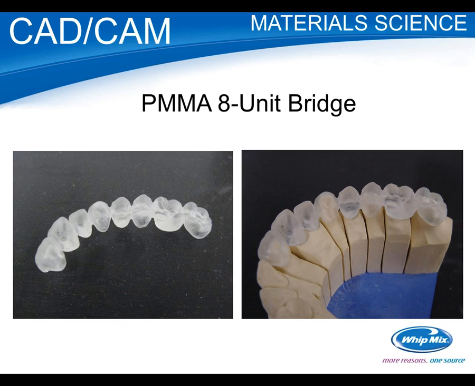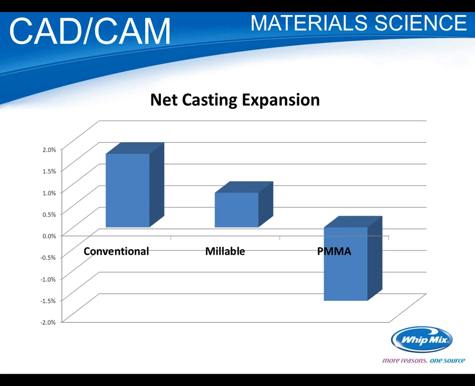Very strong, very stable. Now, we found in our lab, if we were using this as a pattern material, that we didn't get near as much expansion. In fact, we actually saw a net shrinkage. So before, when I showed conventional wax and millable wax, they were at least both positive, whereas with the PMMA we got a negative. Now, I've talked to some labs, and they've never seen this issue, so I don't know.